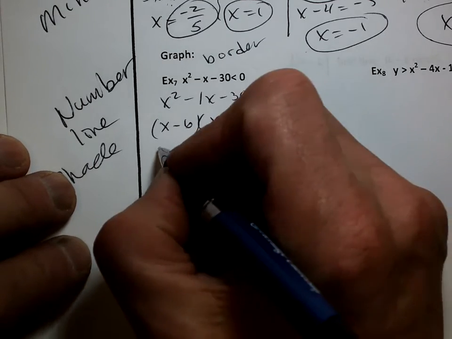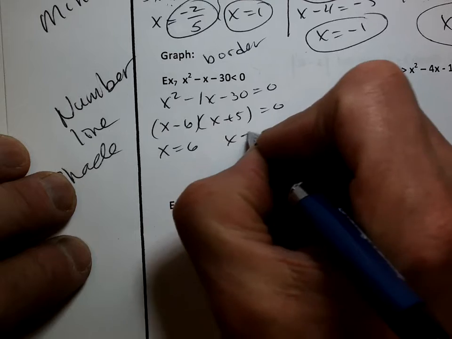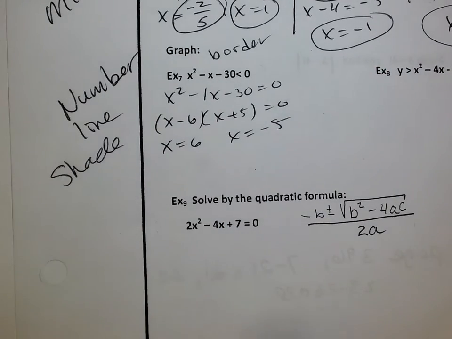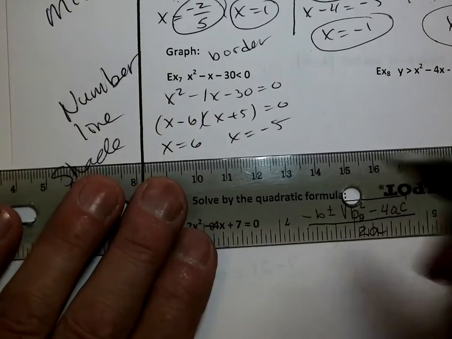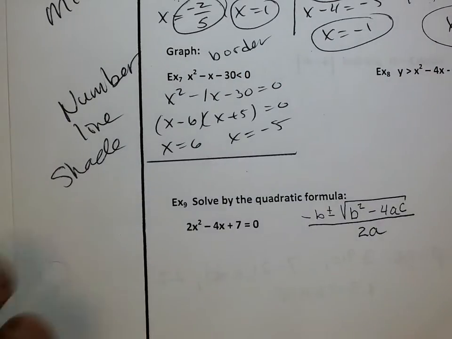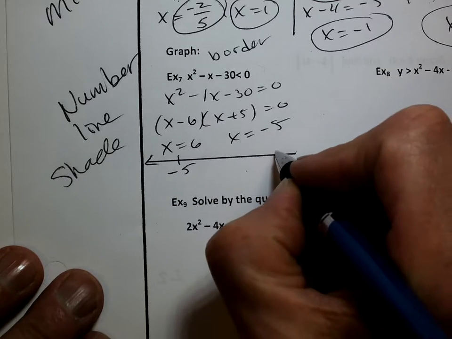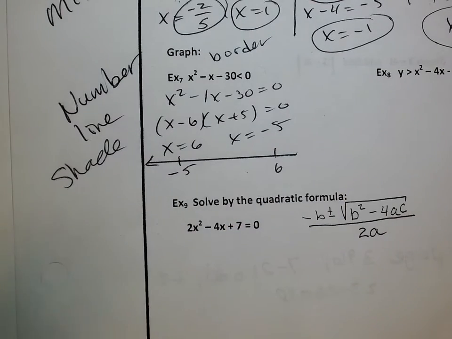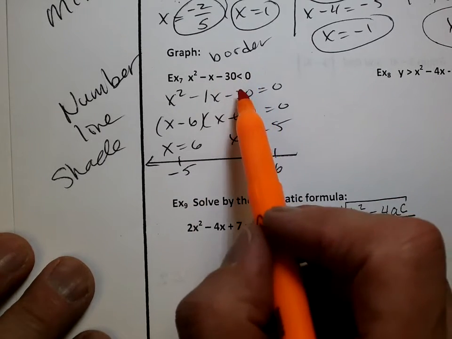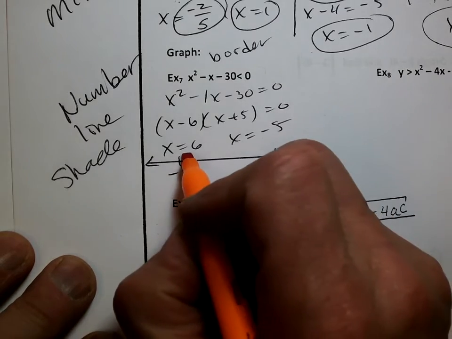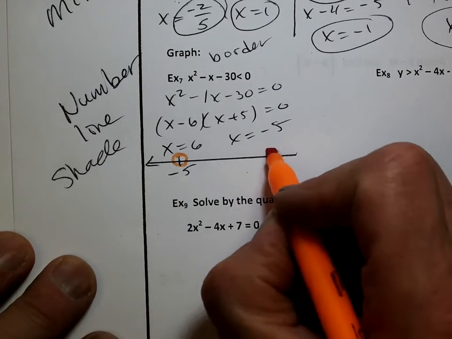If I solve, I get x equals 6 and x equals negative 5. Okay, I'm going to go ahead and put my number line in there. Negative 5 and 6. Open dot. You okay with open circles? Open circles, right? Open circles because there's no equal sign, so it has to be open.